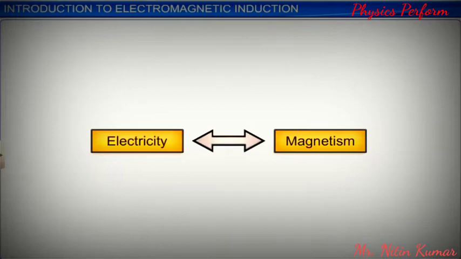Electricity and magnetism are interrelated and are also interconvertible. Let us look at a few examples.